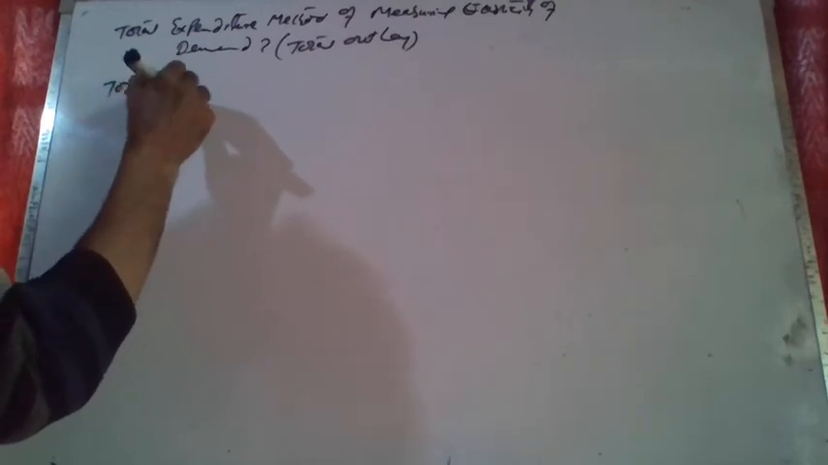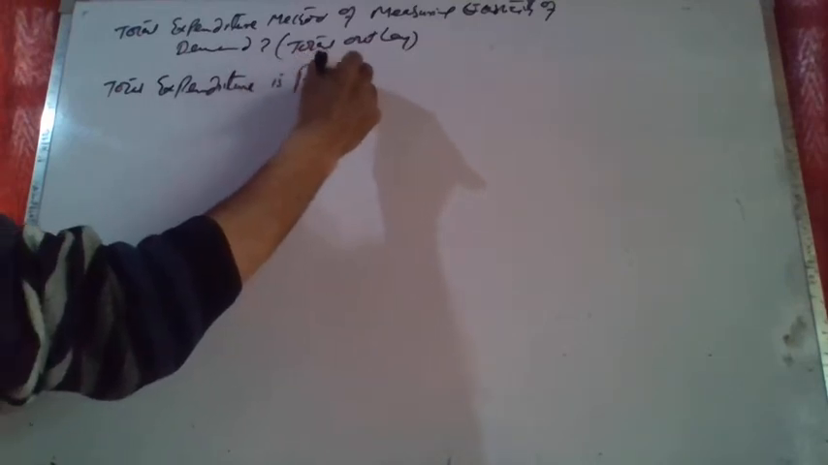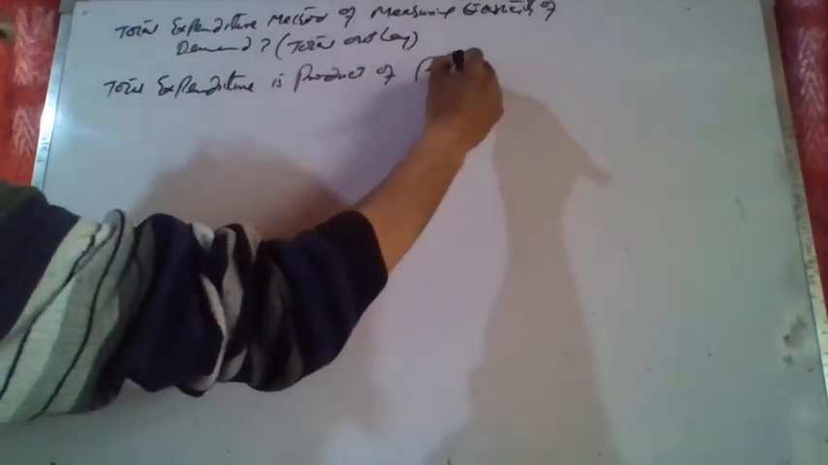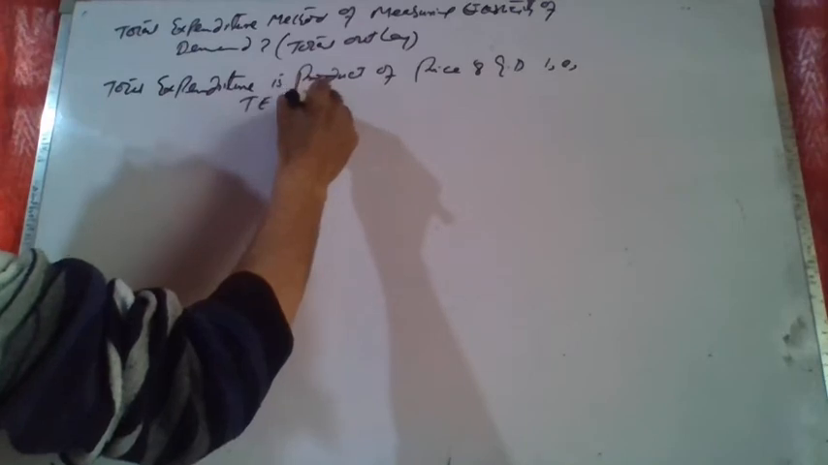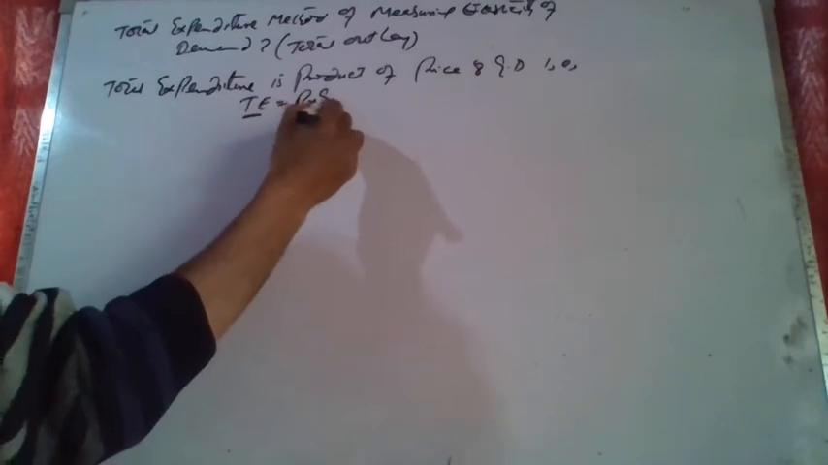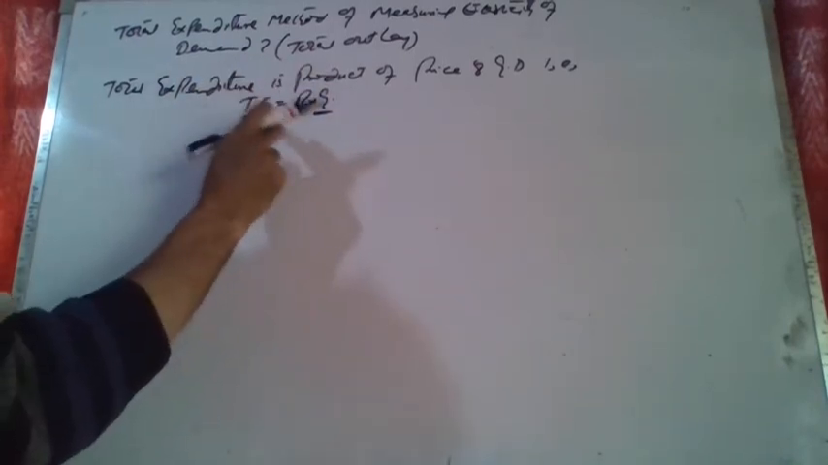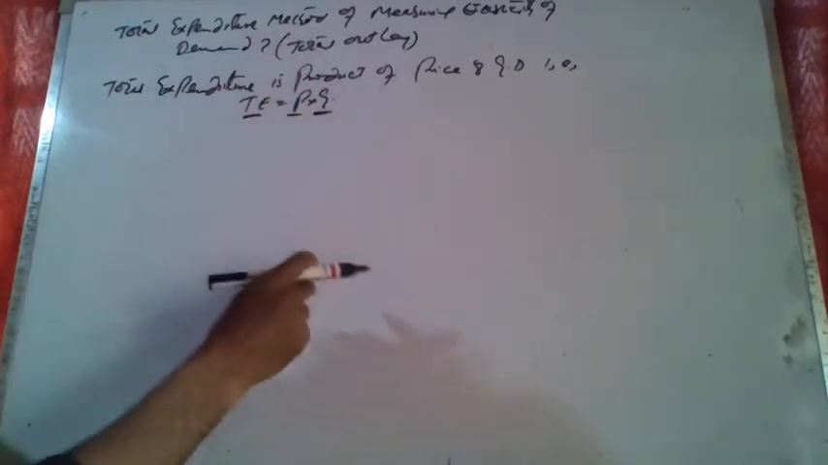The elasticity of demand can also be measured with the help of this total expenditure method, or total expenditure made on a commodity. The total expenditure is the product of price and quantity demanded. That is, total expenditure is price multiplied by quantity. So this total expenditure changes due to a change in price or a change in quantity.